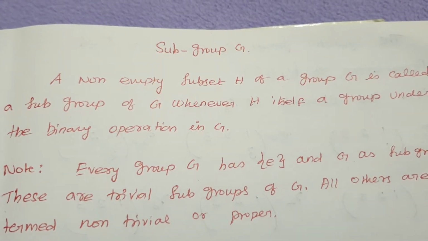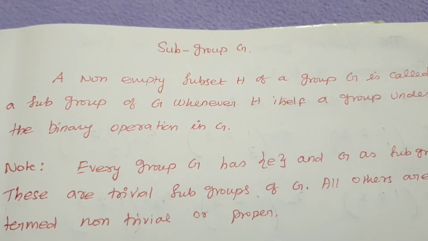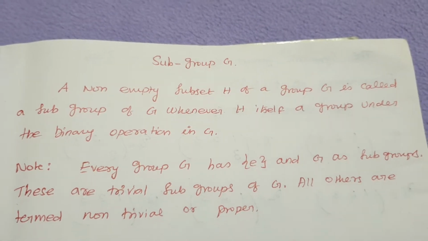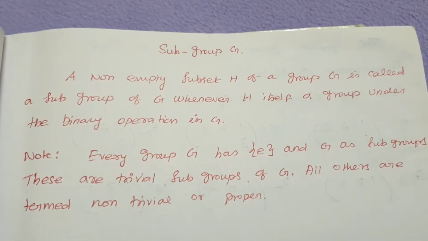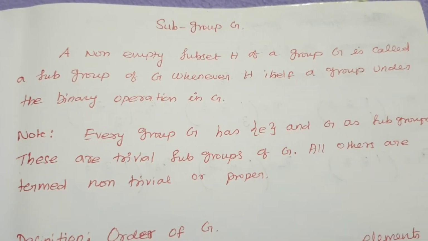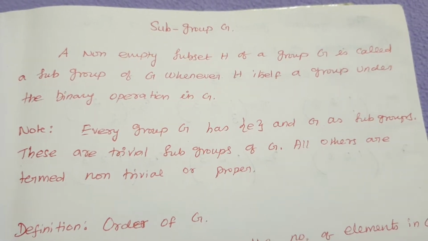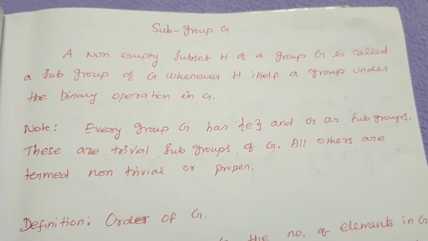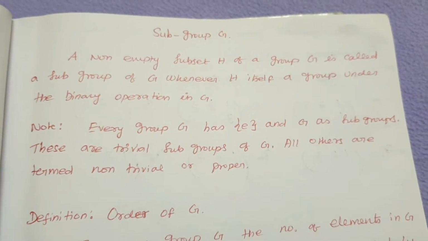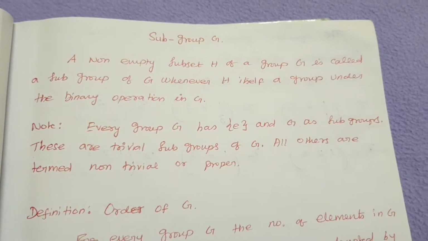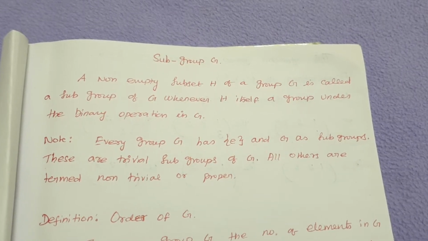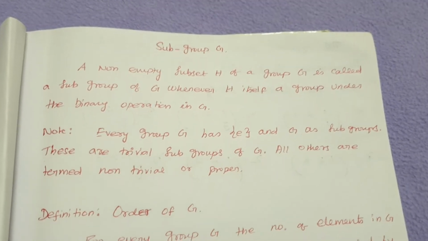So first let us see the definition of subgroup and order of G. A non-empty subset H of a group G is called a subgroup of G whenever H itself is a group under the binary operation in G. Note, every group G has the identity element and the group itself as subgroups. These are trivial subgroups of G. All others are termed non-trivial or proper subgroups.